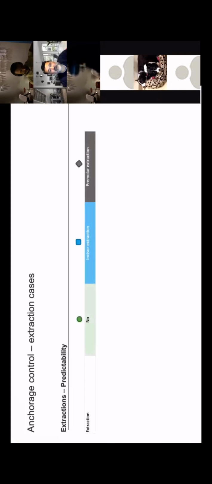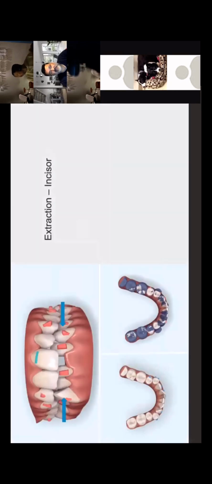So for Invisalign, what is the prescription form? If we look at the predictability, if you don't have any extraction, it's an easy case. If we have incisor extraction, it tells us it's a moderate case. If we have premolar extraction, it's an advanced case. So just to talk about incisor extraction, incisor extractions are actually easy cases. You can just go through with the incisor extraction.